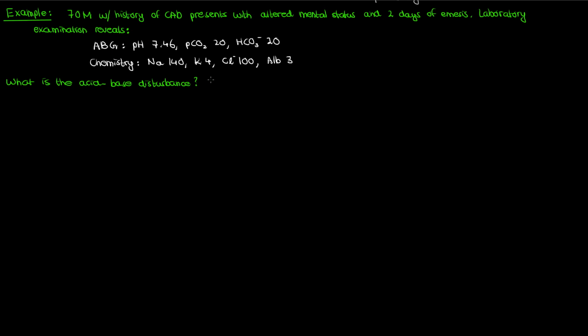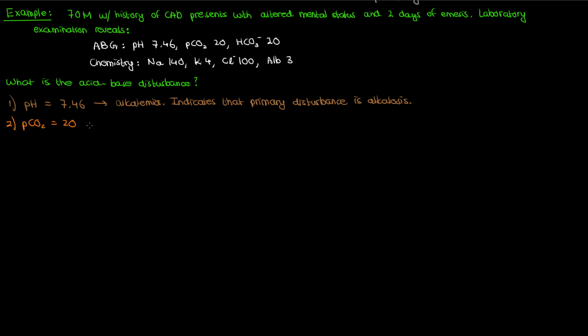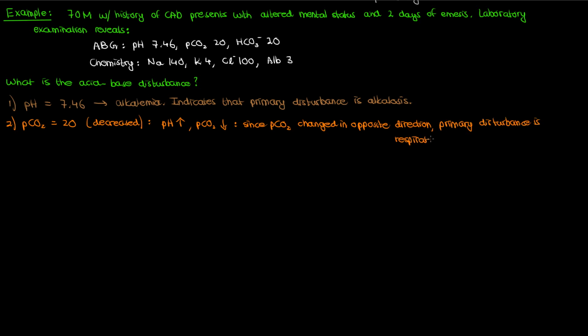So let's go through this step by step. The first step is to look at the pH, which is 7.46 and indicates alkalemia. So our primary disturbance is an alkalosis. The next step is to look at the PCO2, which is decreased relative to the standard of 40. So the PCO2 has decreased while the pH has increased. And since they've changed in opposite directions, this means the primary disorder is a respiratory disorder. Combining this with what we found from step 1, that means the primary disturbance is a respiratory alkalosis.